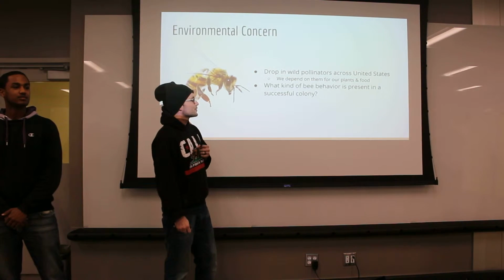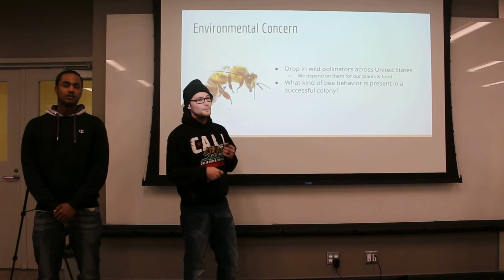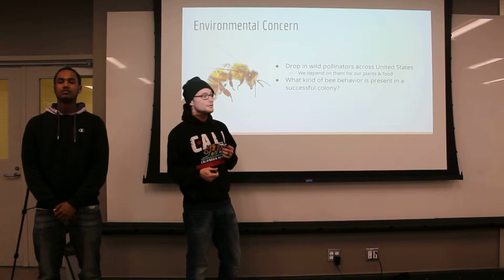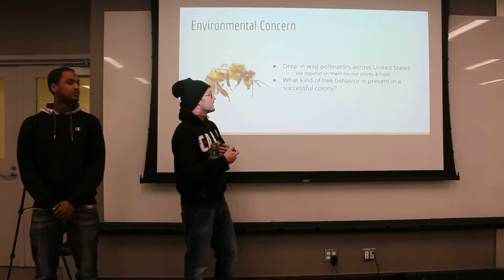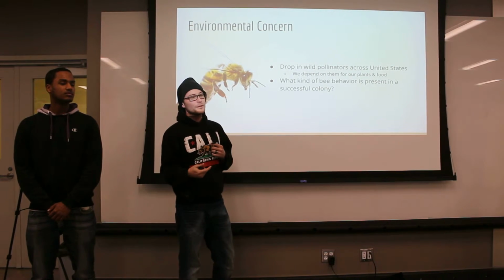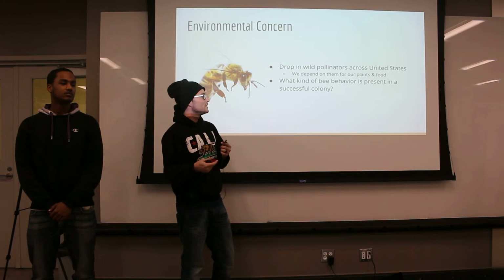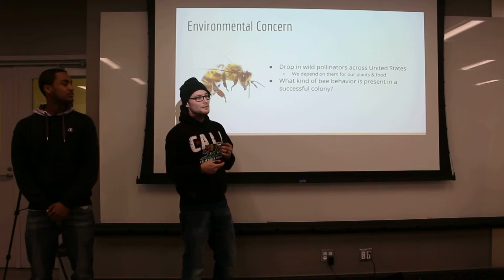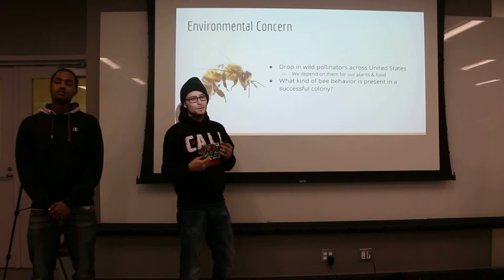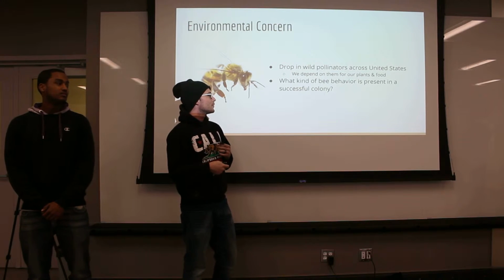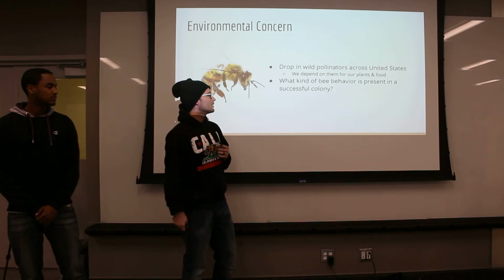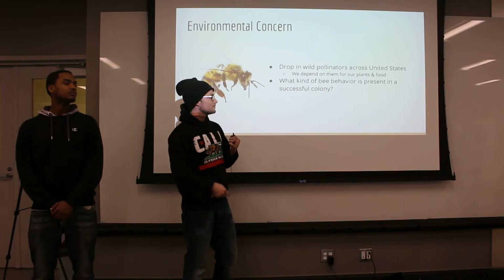Alright, so first we're going to talk about why we're doing the B-Scale project and why it's of concern to the university. So there's been a decline in wild pollinator populations, which is bees, across the United States. And we depend on bees for our food and for other plants that support the environment in our area.